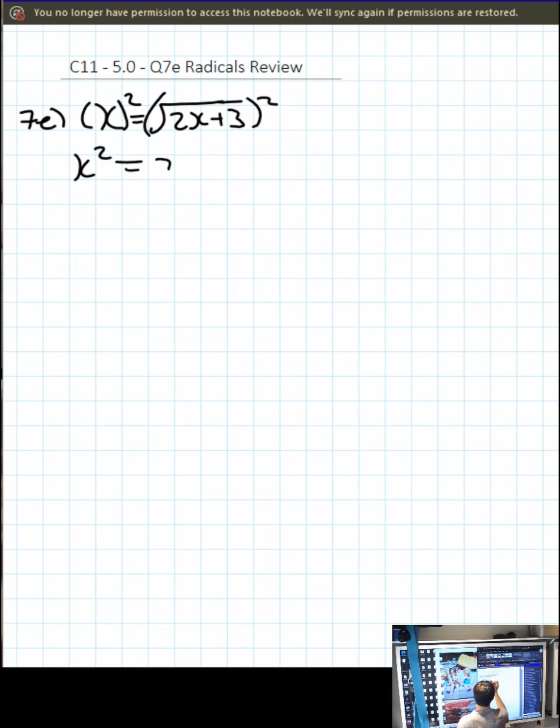Now, this is something from chapter 4, quadratic equations. We're going to get it equal to 0 by bringing the 2x and the 3 over. x squared minus 2x minus 3 equals 0. Again, if bringing it over is difficult for you, make sure that you show all your steps and minus 2x and minus 3 from both sides and get this. We're now going to factor it.